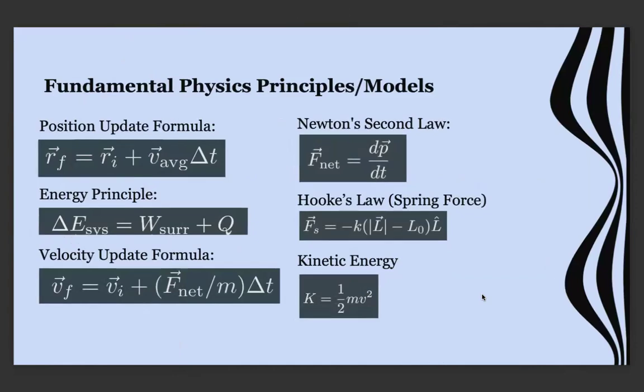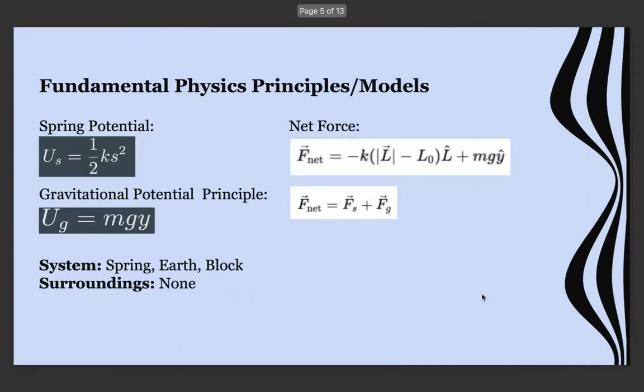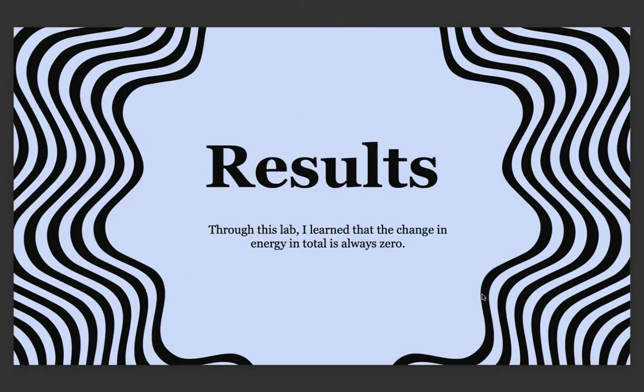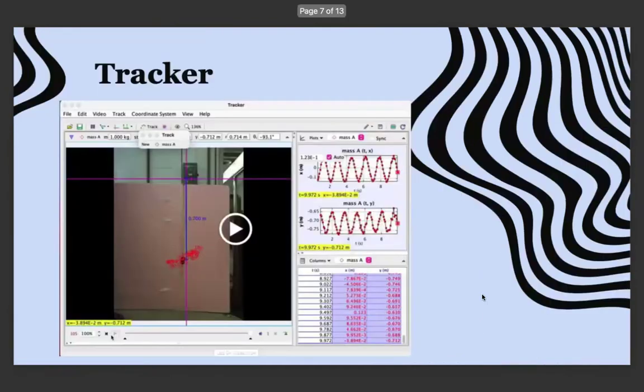These are some of the fundamental principles and models. So I have the position update formula, the energy principle, the velocity update formula, the kinetic energy formula, Hooke's law, which is spring force, and Newton's second law. And then here are some more, such as spring potential, gravitational potential, and then net force. And then in this lab, the system is identified as the spring, Earth, and the block, and the surroundings is none. And then just to give an overview of the results, I learned that the change in energy in total is always zero.